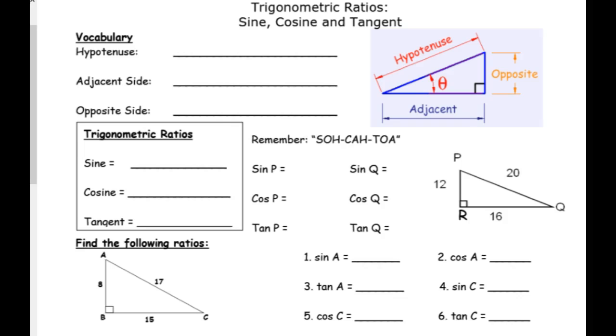You got to know three different sides of a right triangle. There's a hypotenuse, an adjacent side, and an opposite side. Okay, so the hypotenuse is always across from 90 degrees. Write that down. How do I know that? Well, here's my picture. Across from 90 is my hypotenuse, right?